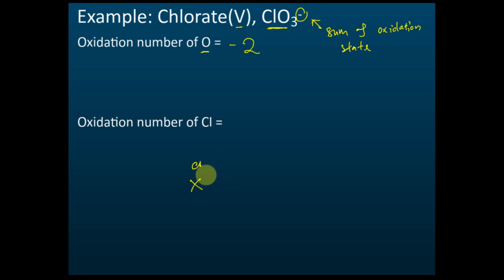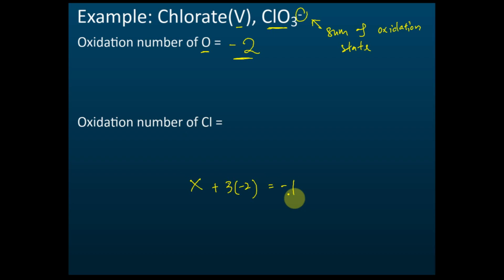We have 1 chlorine and 3 oxygens, right? So X plus 3 times negative 2, this is the sum of the oxidation states of chlorate. What's the sum? Negative 1, yes, because the sum of the oxidation states is equal to the charge, and the charge is negative 1. So the oxidation state of chlorine plus 3 times negative 2 is equal to negative 1.